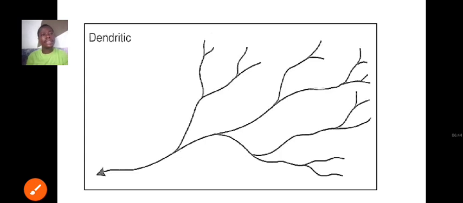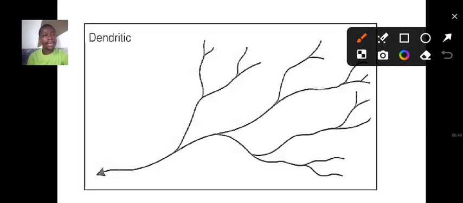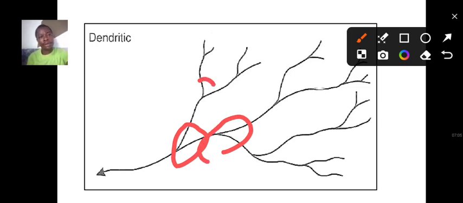So this is the dendritic pattern. You see that the tributaries join the consequent or the mainstream at an angle less than 90 degrees. If I look at this place also, it's less than 90 degrees. This one joining the other one here is also less than 90 degrees. That is why we are saying that the tributaries join the main stream or river at an angle less than 90 degrees, which is an acute angle.